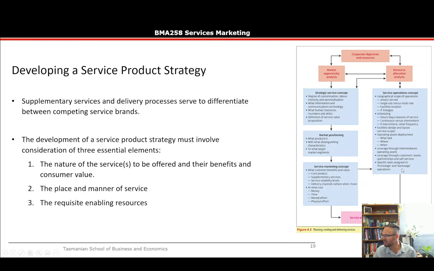So specific tasks assigned to the front stage, which is what the customers can see, and backstage, which the customers can't see operations. So that's quite a big model, but all that comes together then for the service delivery process.